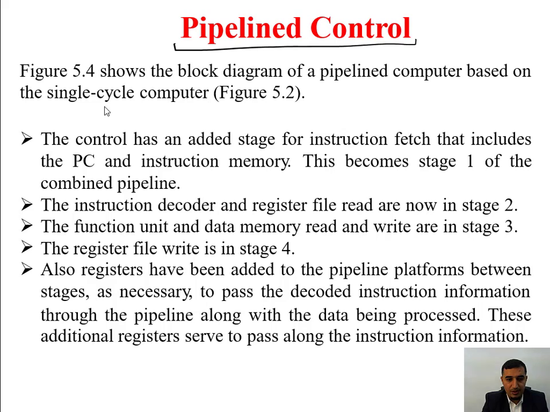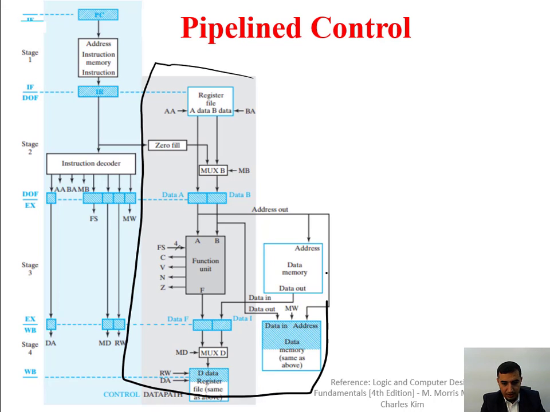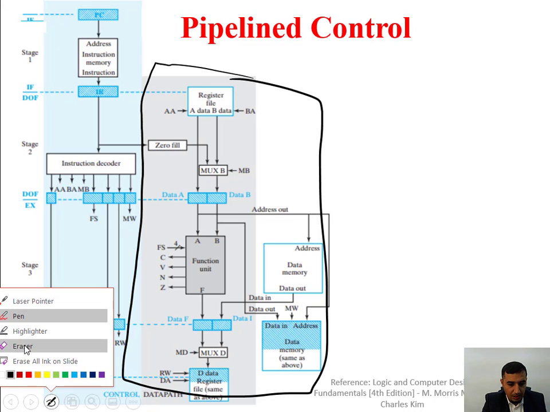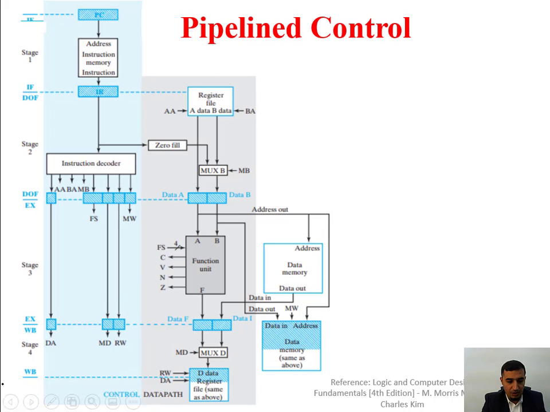Today we are going to talk about the second part, which is the pipeline in data path. So here we are going to talk about the control of the pipeline. In the previous class, we talked about this part, which is the data path itself. And now we are going to see how the control part is pipelined within the pipeline. How the control part of the data path is pipelined in a computer system.